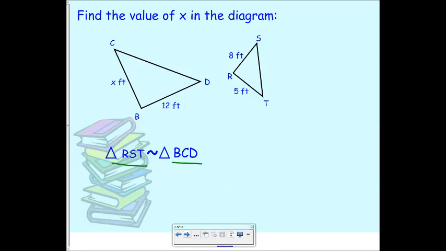Okay, so if R goes with B, then RS, right here, is how long? 8. And that goes with which one? BC. So 8 goes with X, which means the 5 must go with 12. So when you're trying to figure them out, that's how you do it. If this one starts with RS, then that means RS goes with BC. They're in the same order in this little similarity statement.